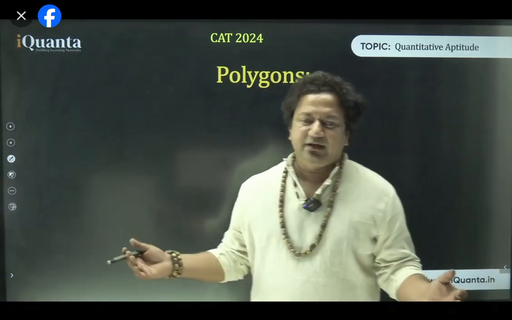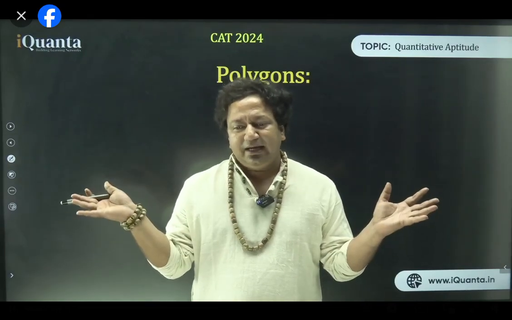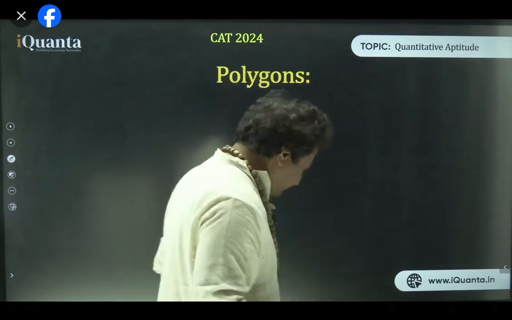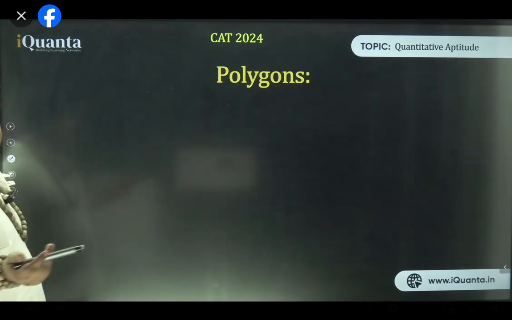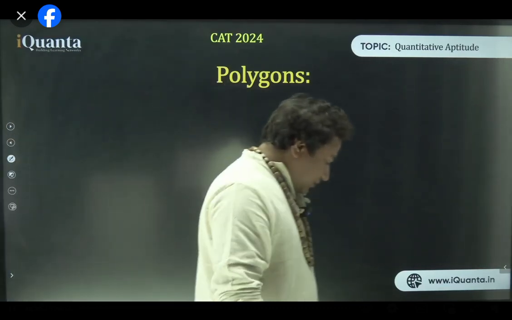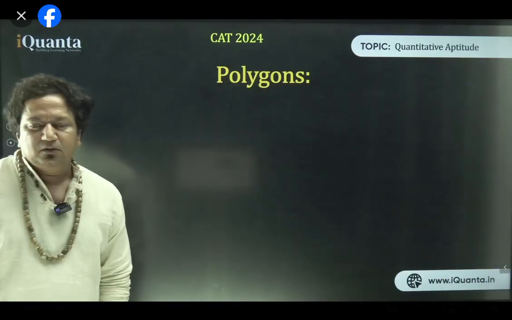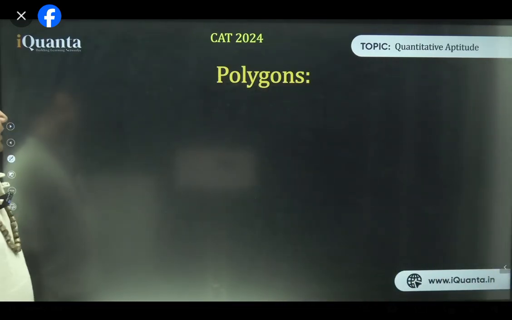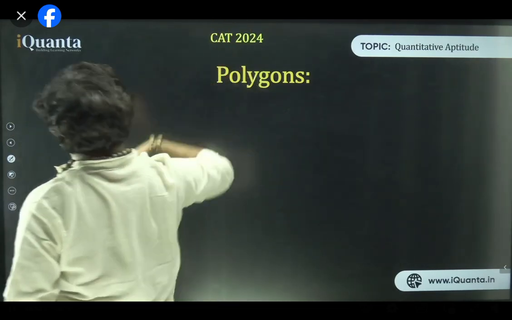A polygon is basically a closed figure with some sides, let's say n sides. The minimal polygon will be a triangle. A triangle has 3 sides, isn't it? We discussed that earlier. Then you have quadrilaterals, which we discussed as well. A pentagon has 5 sides, a hexagon has 6 sides, and so on. When we say the polygon is regular, then all sides and all angles are equal.